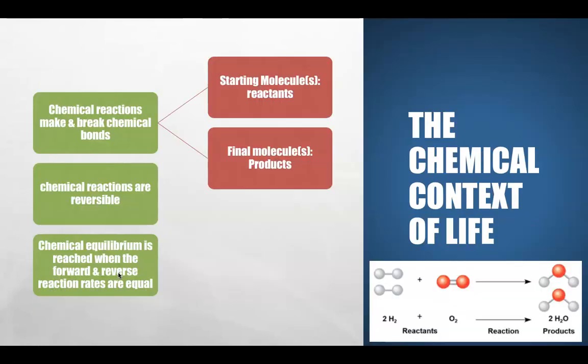So we know that chemical reactions are going to make or break bonds. You have starting molecules, which are called reactants, and your final molecules, which are your products. Most chemical reactions are reversible. And once a chemical equilibrium is reached, that's going to be when the forward and reverse reactions are at an equal rate. That doesn't mean that the reaction stops. That just means that the reaction is going forward and in reverse at the same level.